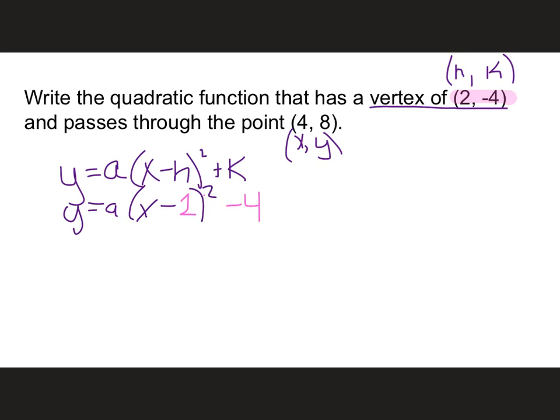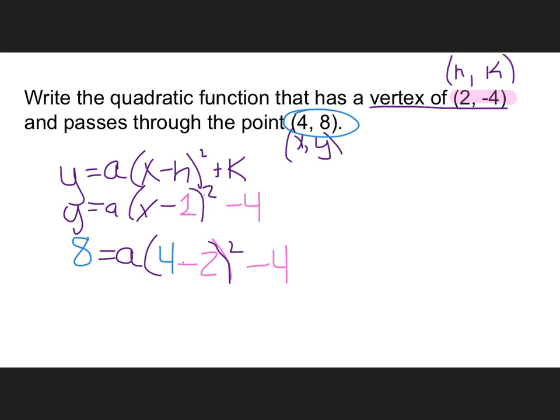What I do have is another ordered pair, which is an x and a y. So I'm going to take this x and y value and substitute it in for the x and y in the problem. So y is 8. Still don't know a, but now I know x is 4, and so now I have this format here. 8 equals a times (4 minus 2) squared minus 4.